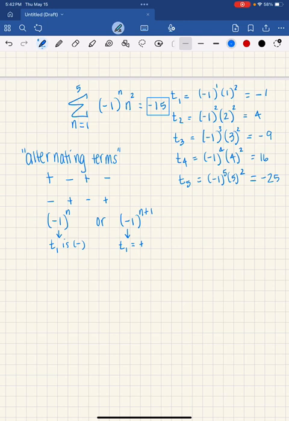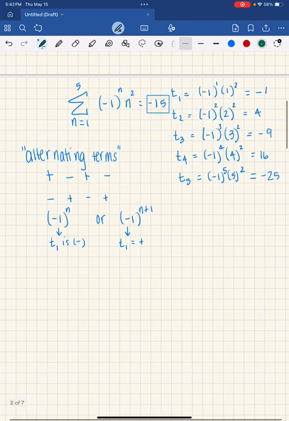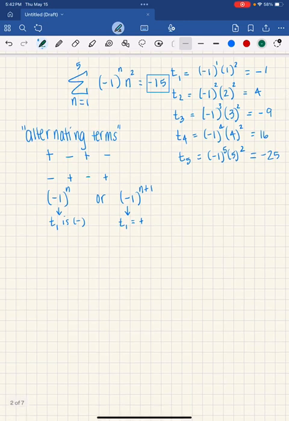Okay, so here's what we're going to do. I'm going to give you the sequence, a list of numbers, and you're going to write it using summation notation. I'm not asking you to find the sum, I'm asking you to write sigma notation, summation notation, same thing.